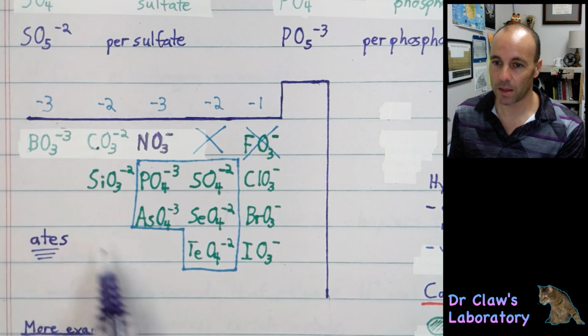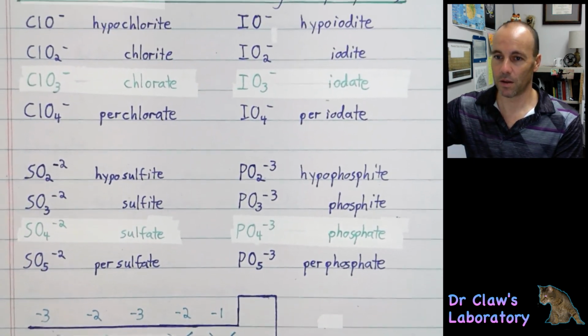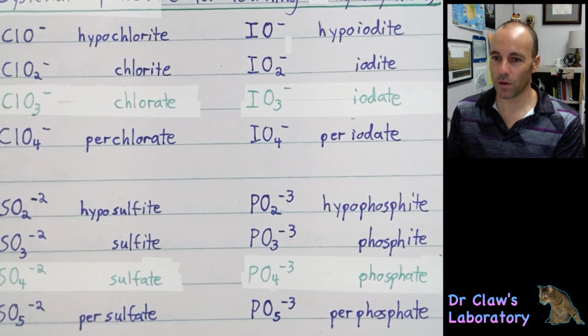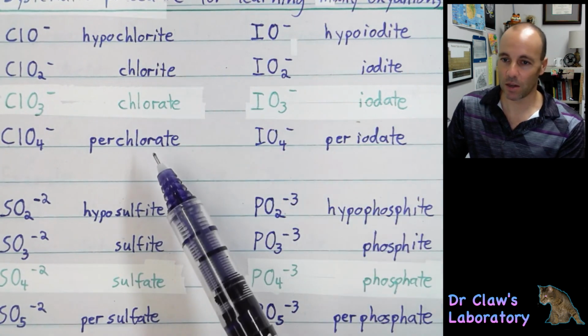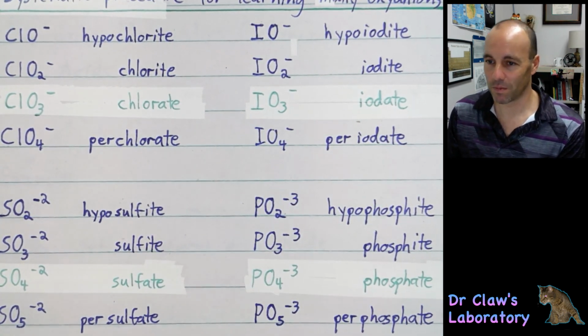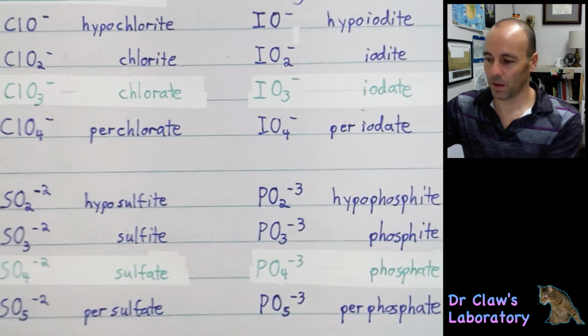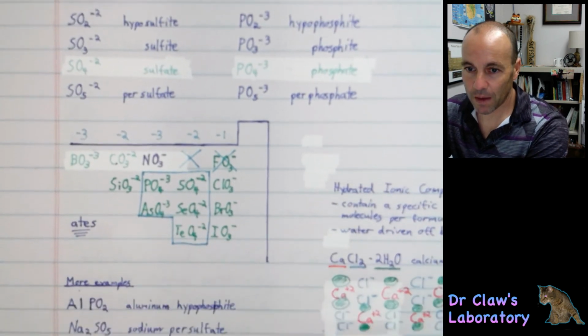So maybe that'll help you learn the -ates. And once you know the -ates for any particular oxyanion, changing the number of oxygens should be a straightforward thing you can just know at that point. Okay. So a few more.